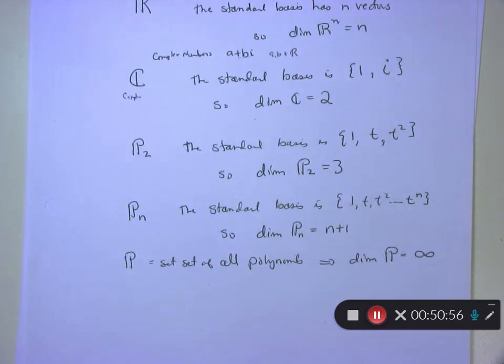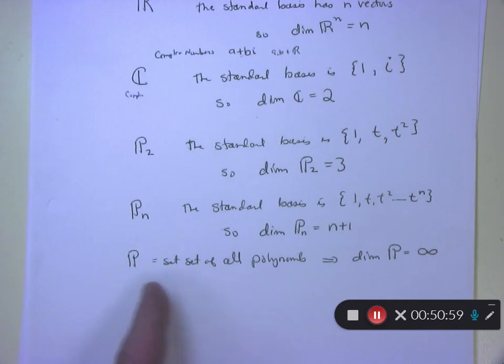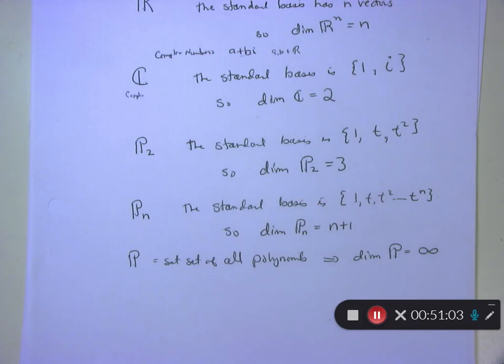But if you let it wide open, then P, without the little subscript, is the set of all polynomials. That implies the dimension of P itself would be infinite. You have an infinite dimensional vector space. Does that make sense? All right. So don't think too deep in this. The dimension of a vector space is the number of vectors in the basis. The dimension of a vector subspace is the number of vectors in the basis of the subspace.